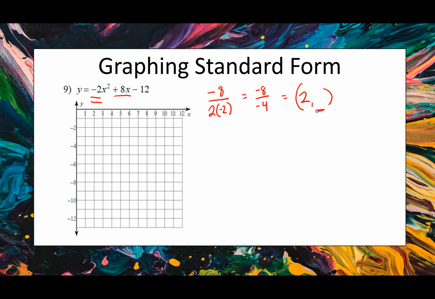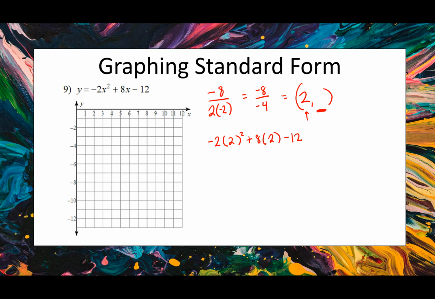Our second step is to find out what the y value is of the vertex. And to do that, we're going to plug in 2. Anytime I plug something into an x value, I need parentheses. So this is going to look like negative 2 parentheses 2 squared plus 8 times parentheses 2 minus 12. Now at this point, you should pick up your graphing calculator and you should just flat out plug right in.